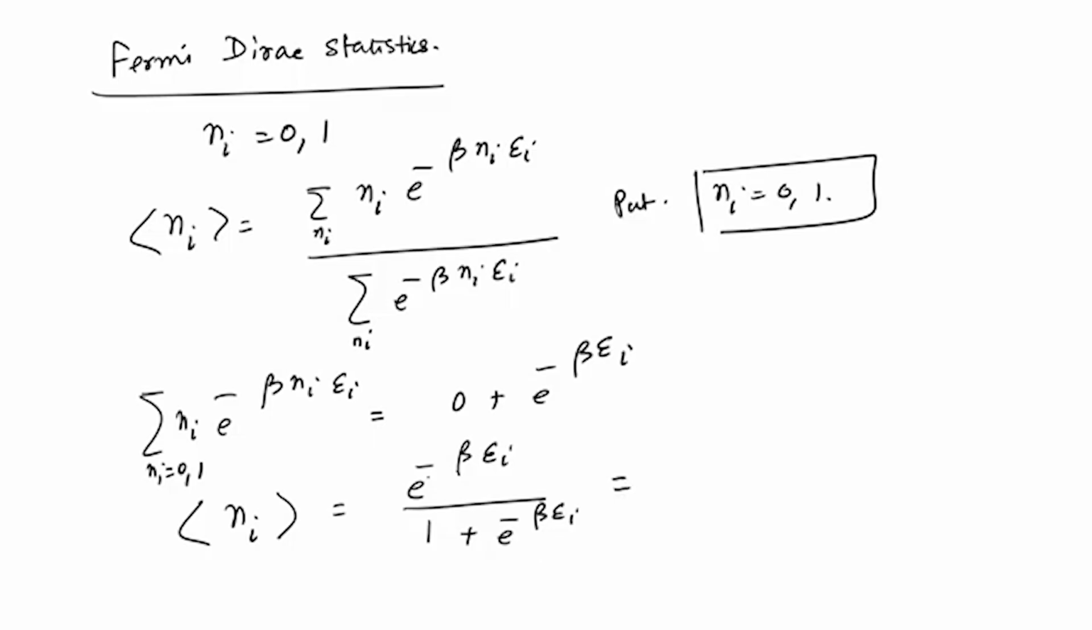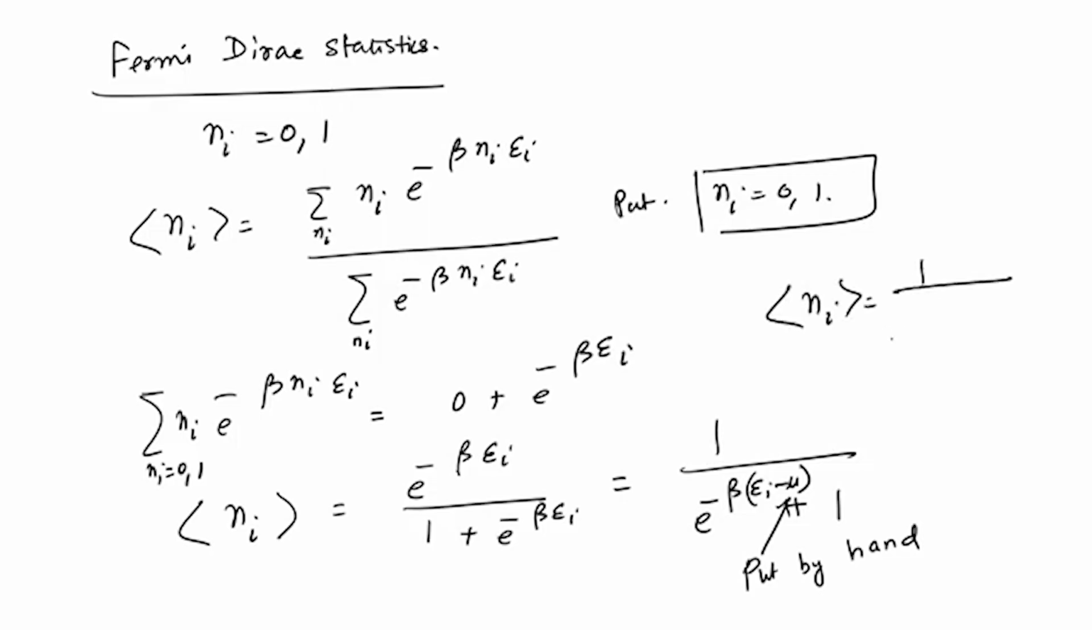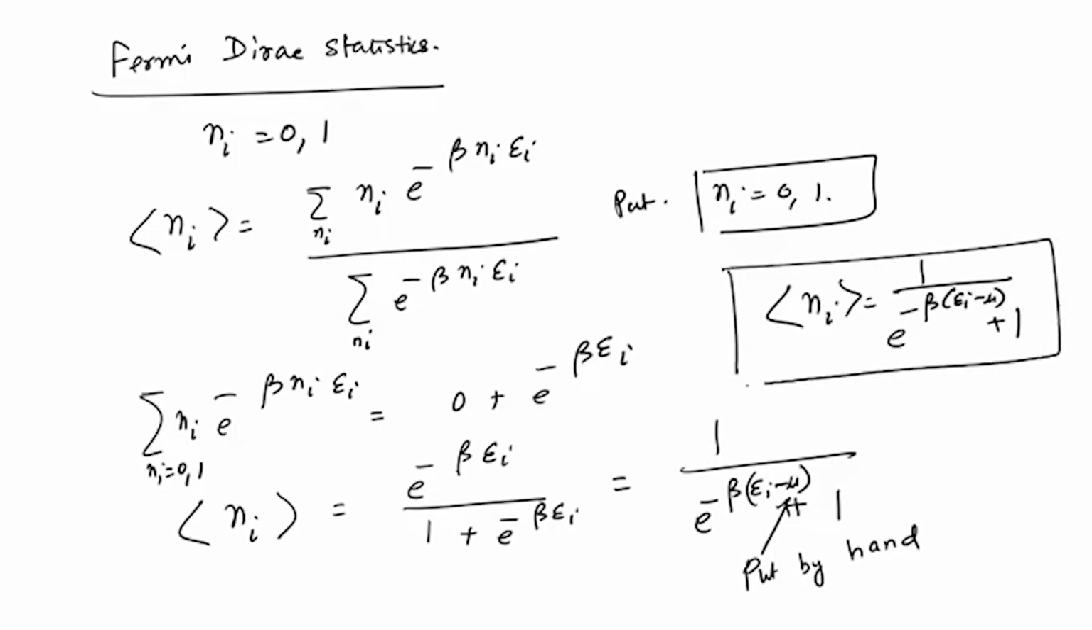If you divide top and bottom by exponential minus beta epsilon I, we have exponential beta epsilon I plus 1, and we will simply put this mu by hand here. So, we can just simply write it as mu, the chemical potential. So, Ni average is equal to 1 by exponential beta epsilon I minus mu plus 1, and that is called the Fermi-Dirac distribution function. Sorry, the minus sign will not be there, because you have divided by exponential minus beta epsilon I. So, this becomes exponential plus beta epsilon I. This is called the Fermi-Dirac distribution function.